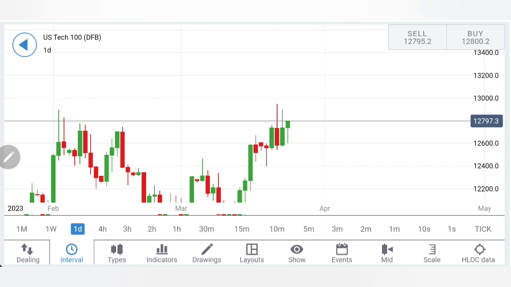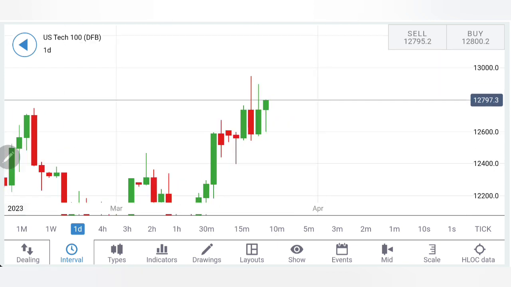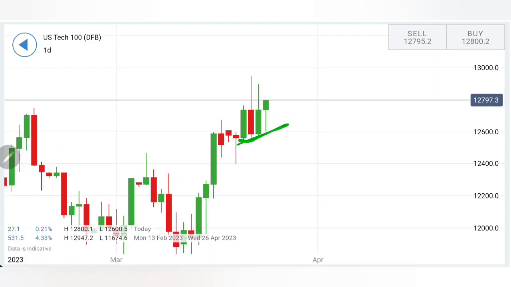See, it has almost formed a symmetry, and here at this point the bottom was formed at 12,000, and since then it has traded with a symmetrical move. This time, despite that, it has achieved little higher highs. So the previous high was at 12,900. Now it has broken past this. Also, the bottom formed here at 12,600 is going to play an important role. If it breaks below 12,600, then only is a little more bearishness confirmed.